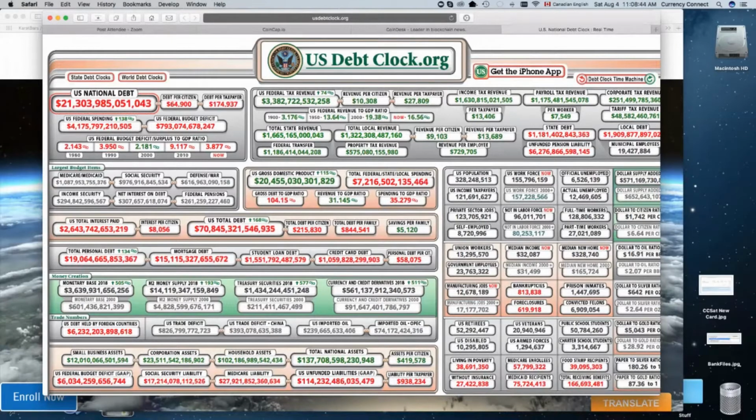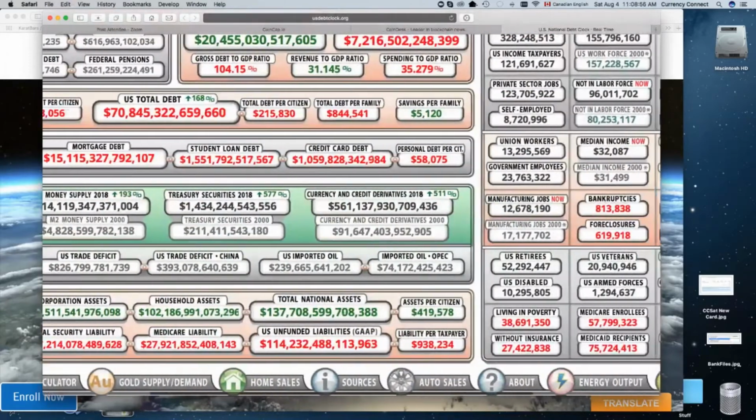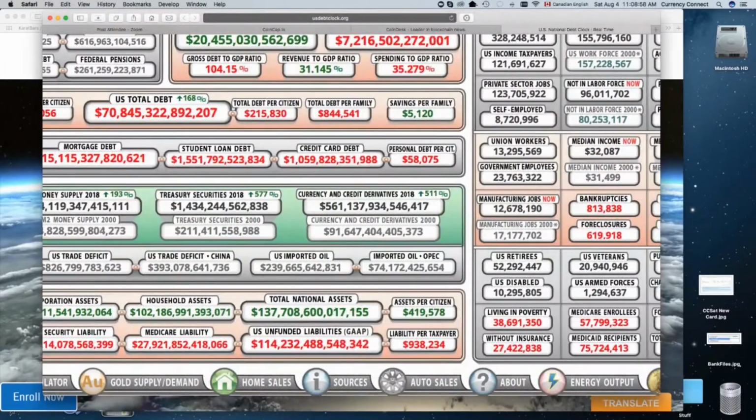The real debt, when you look down here, we've got total personal debt, you've got student loan debt, 1.5 trillion, credit card debt, 1 trillion, personal loans. Oh, here it is. Let me zoom in if I can. Perhaps you can see it a little bit better here. Currency and credit derivatives is 561 trillion dollars. And look at the millions going up here. This is the real debt tied to the American dollar.